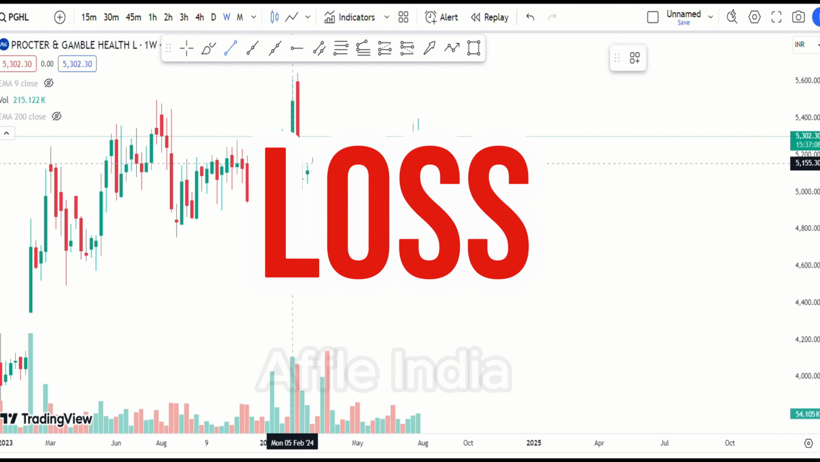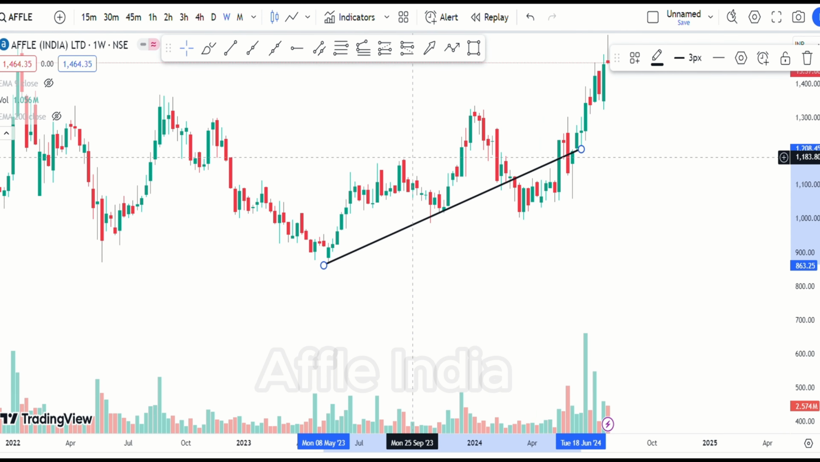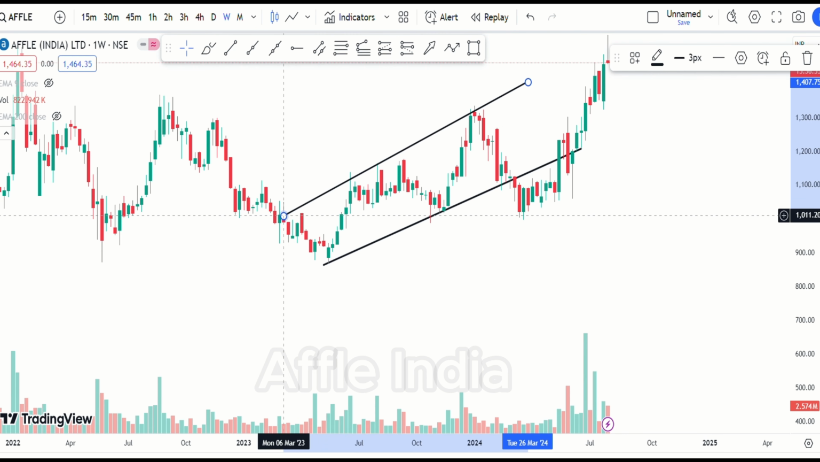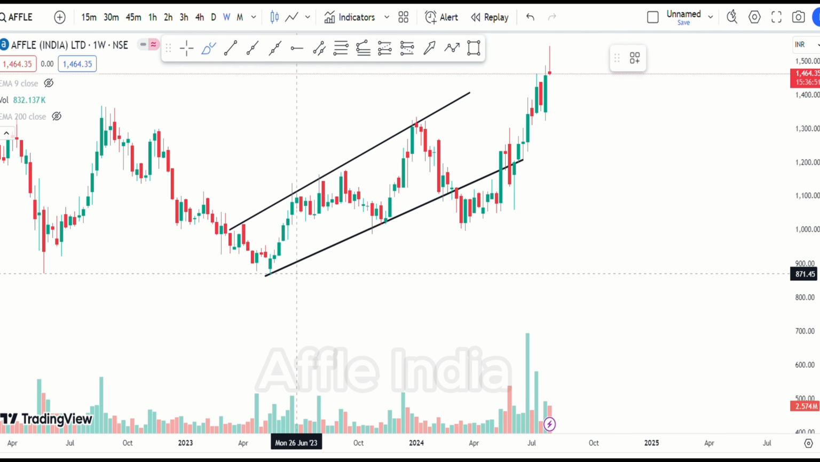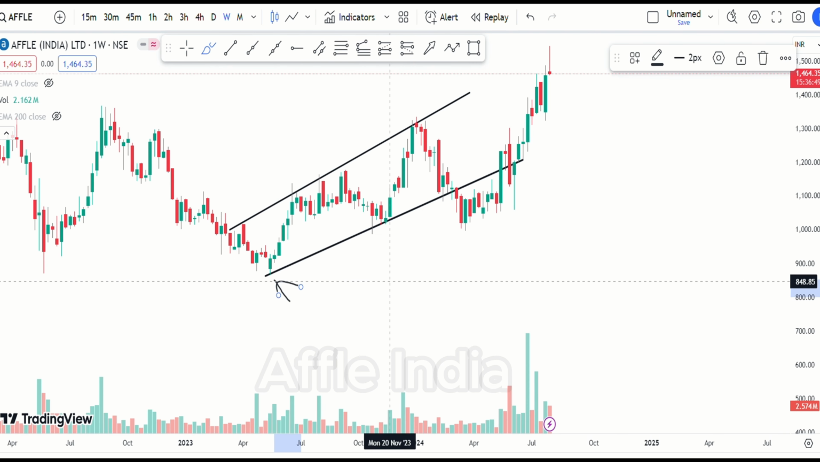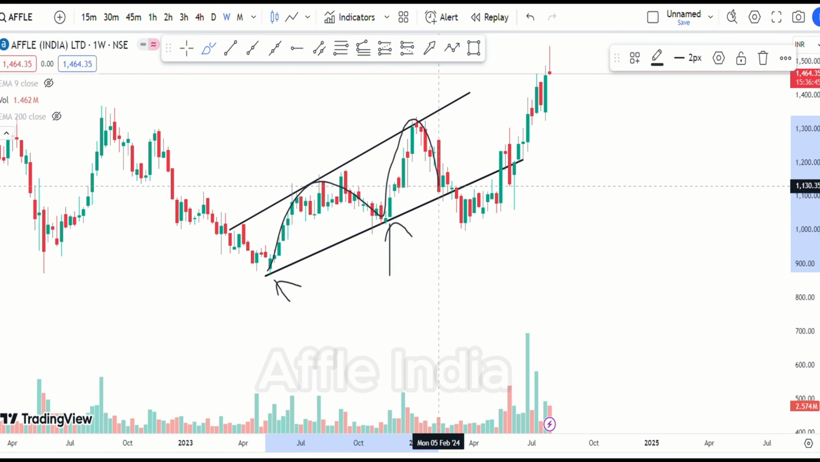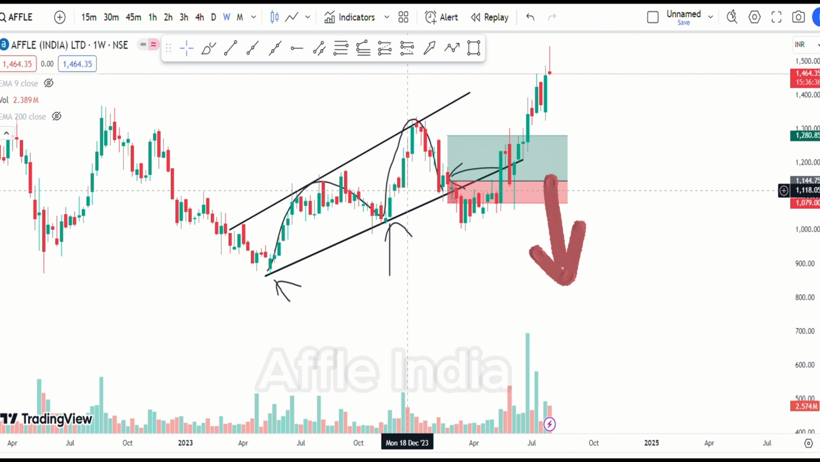We have losses also. So you see this Affle India, right? This is one of the stocks that I traded and I made a loss of 4 to 5% over this trade. So you see this is a channel pattern, right? This is the first touch and this is the second touch. And what happened? We're gonna enter at the third time, right? So this is where we're gonna enter. That is where I entered the stock, and the stock gave me a loss, right?